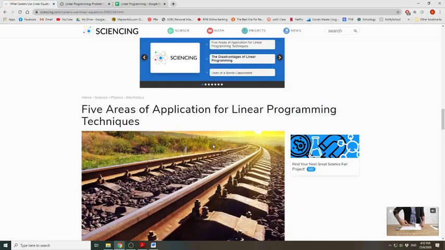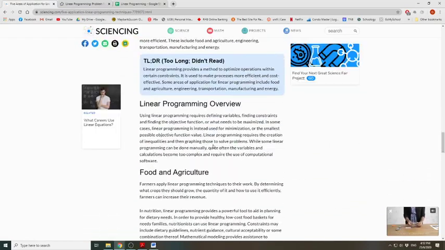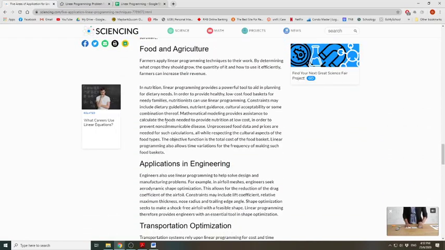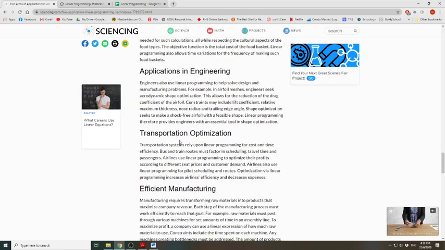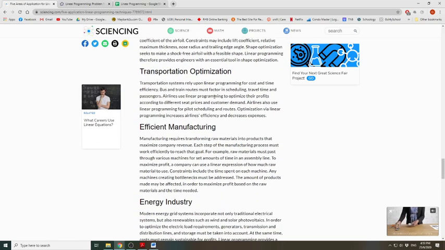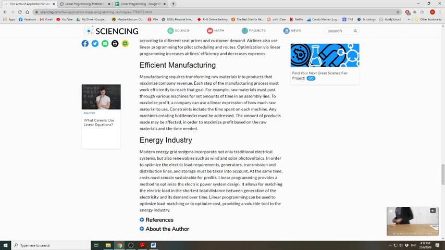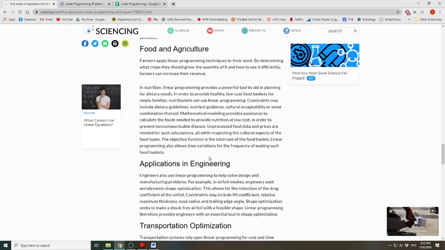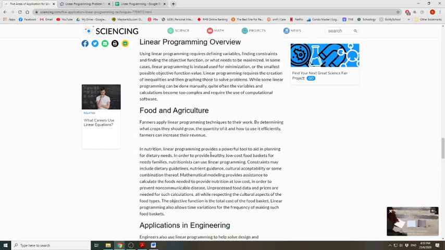Now linear programming is also one of the more advanced uses of algebra. Why is it useful? It's because it helps you optimize things. You can see here transportation optimization, efficient manufacturing, energy industry, application in engineering, food and agriculture. Some that's not mentioned here is how to buy the cheapest resources that you need, and also sell the things at the most profitable margin.